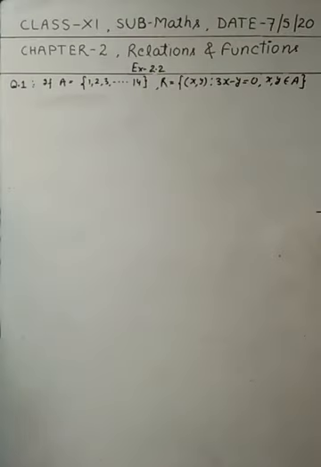Question number 1. If A is a given set having elements from 1 to 14, and the relation is given by two elements x and y such that 3x minus y equals 0, and x and y both belong to set A. You have to write it in roster form, and find the domain and range also.